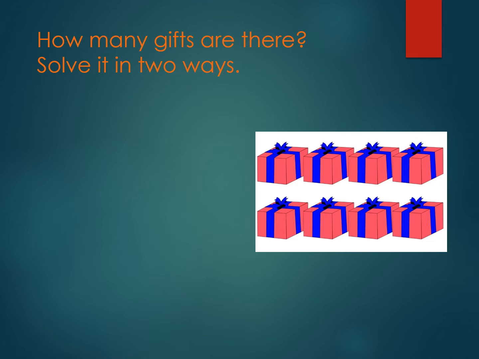Now let's solve this practice. How many gifts are there? Solve it in 2 ways. Boys and girls, the 2 ways are by rows and by columns. We will solve it without counting each item. So let's start. The first way is by row. This is row number 1 and this is row number 2. Each row has 4 gifts. That's why we will add 4 2 times. 4 plus 4, and we know already the answer will be 8.